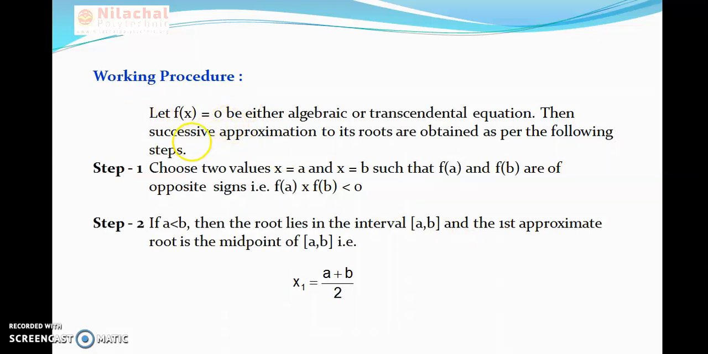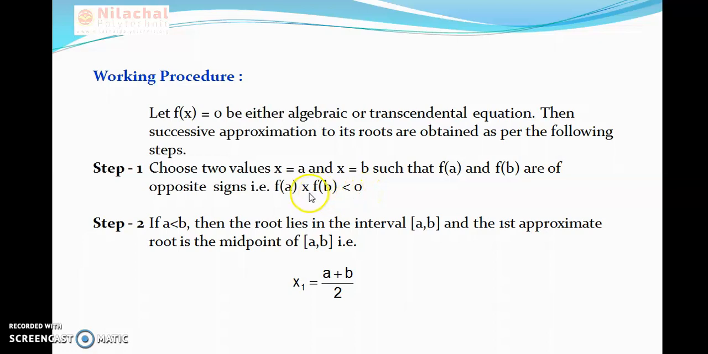Let f of x equal to 0 be either algebraic or transcendental equation. Then successive approximation to its roots are obtained as per the following steps. First step, choose two values x equal to a and x equal to b such that f of a and f of b are of opposite sign. That is, f of a into f of b less than 0.